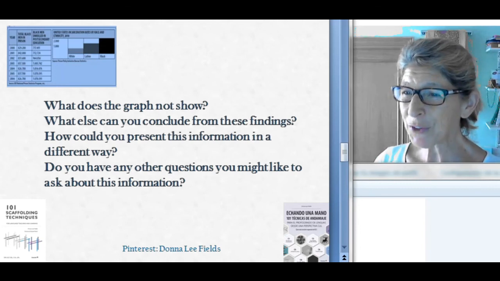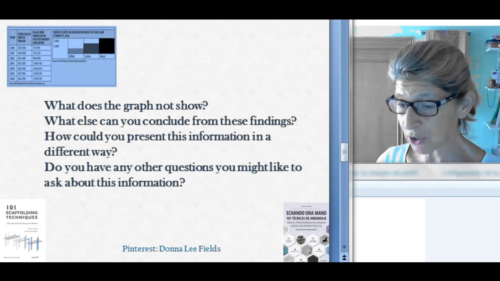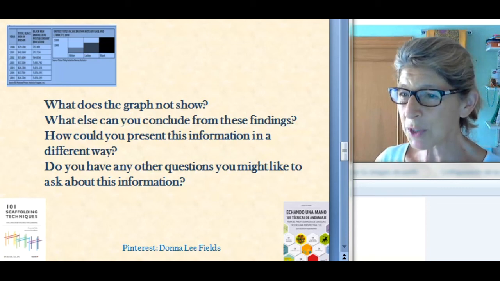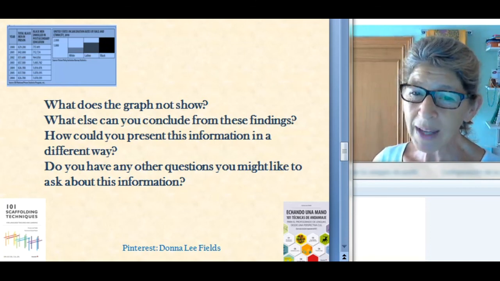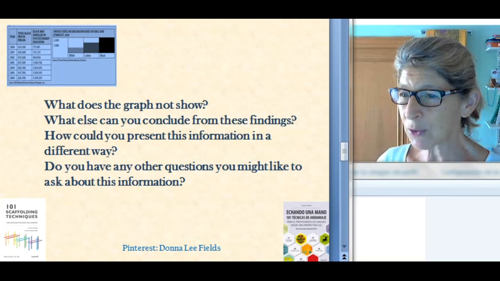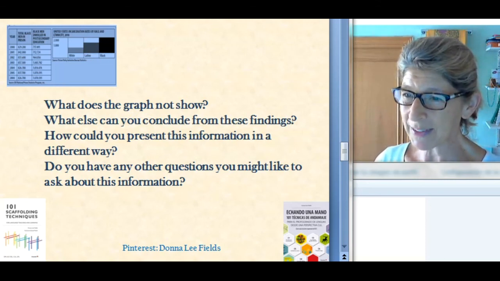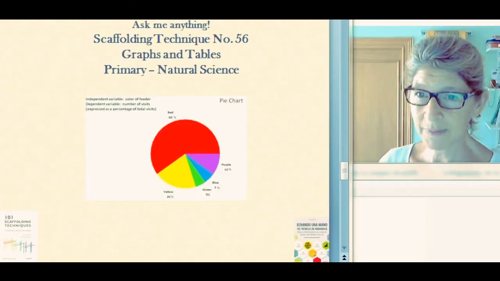And we can push them even further by asking even more open questions. For instance, what does the graph not show? What else can you conclude from these findings? Even with 4 people, there's going to be more information that they can push themselves to figure out. How could you present this information in a different way? Encourage them to be creative. Use the information and create another chart or another visual representation of it. Do you have any questions you might like to ask on this information that nobody else has asked? And this helps the students feel more ownership about the task. If they haven't been heard or represented yet, here is their opportunity.